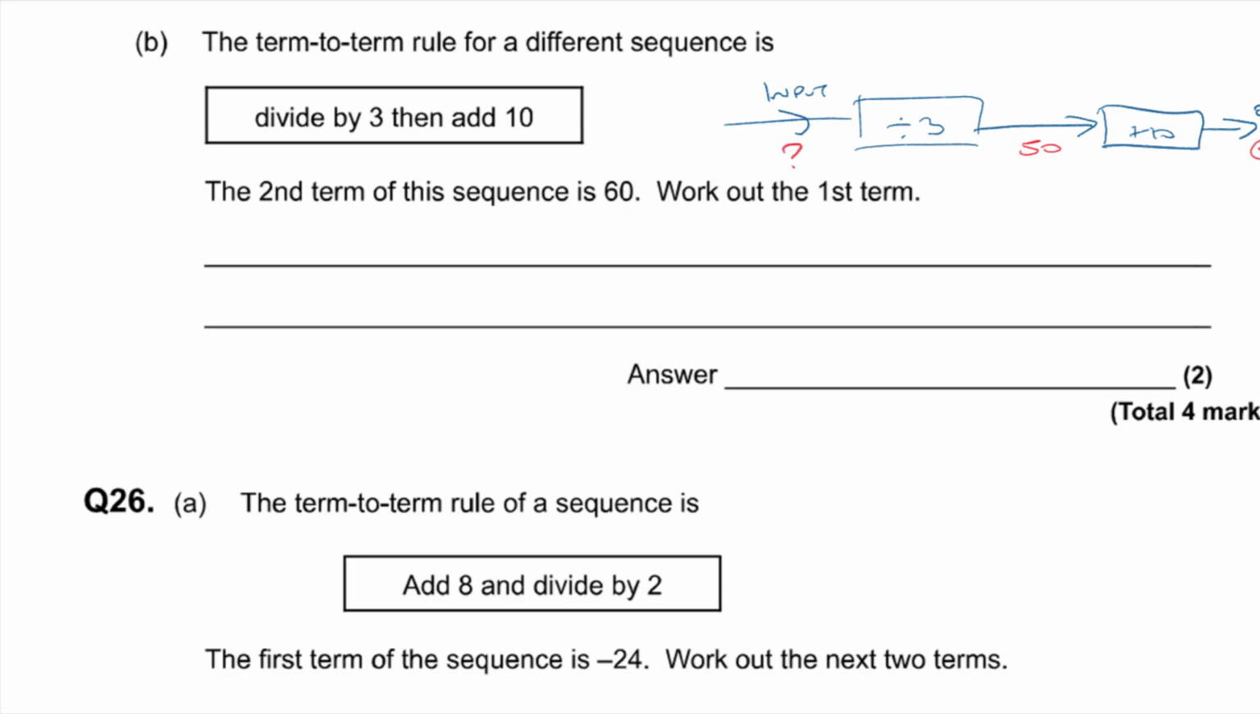And then the step before, a number divided by 3 was 50. What was the number before? Well, 50 times 3, 150 must have been fed into this function. So that when we divided by 3 we got 50, and then when 10 was added I got 60. So if the second term is 60, then the first term must have been 150.